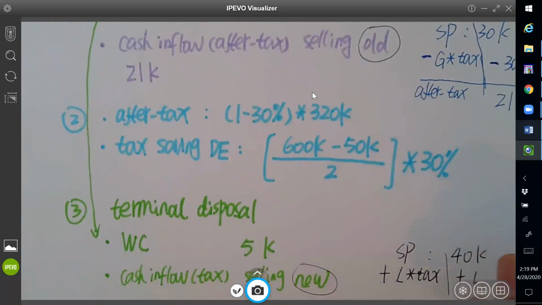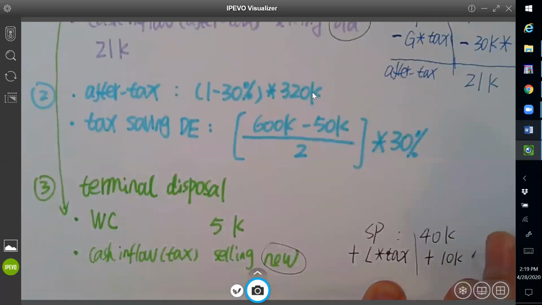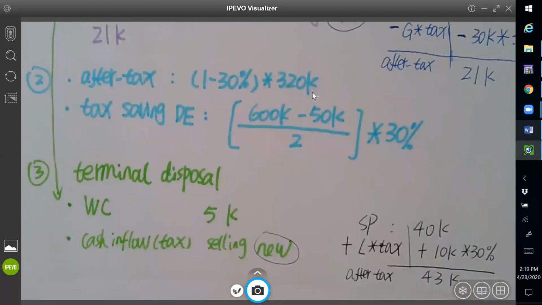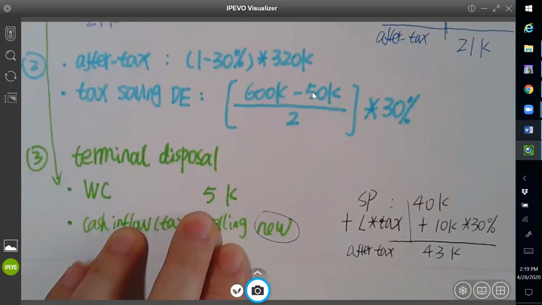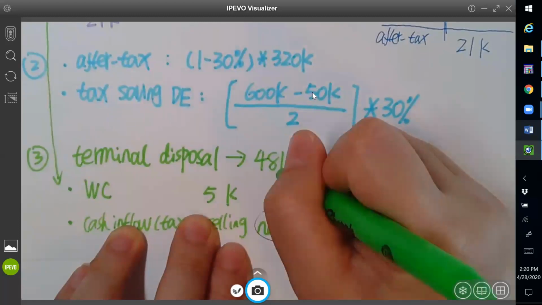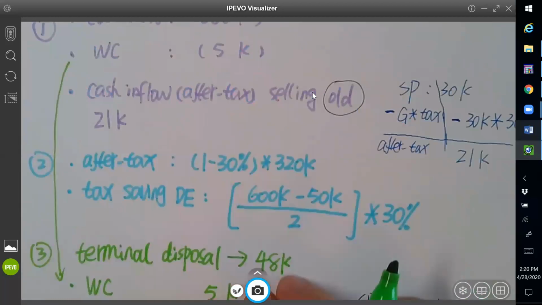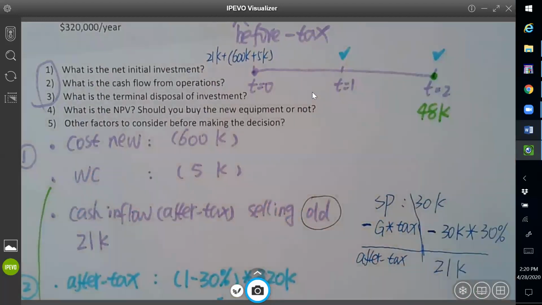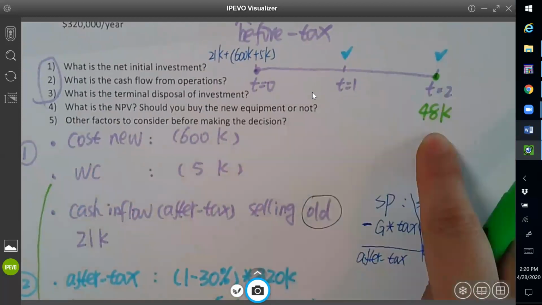Our loss is 10,000. Do we save all of the 10,000? We just save 30%. So our after-tax cash inflow from selling the new one will be 43,000. So your terminal disposal value will be: you get your working capital 5,000 back, and you also get the after-tax cash inflow of selling the new one, 43,000. So you get a cash inflow of 48,000. You put that cash inflow of 48,000 only for t equals 2. It does not happen every year. It only happens at the end of the project. This is the terminal disposal of the investment.